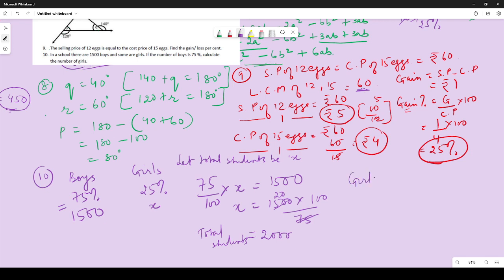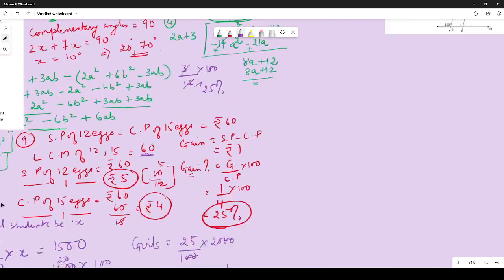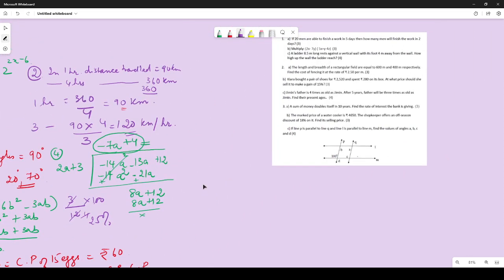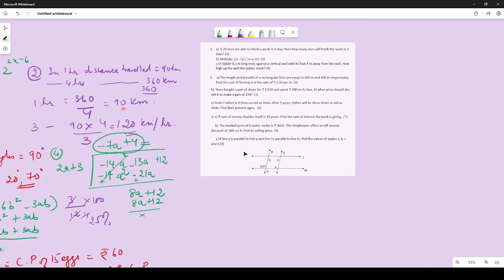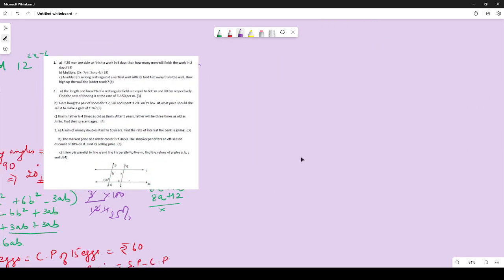Now girls will be equal to 25% of total students. That will be equal to 500 girls. Or the other way that we can do is total students 2000, boys 1500, you can subtract from them and you get the number of girls over here. So that is another way to solve it. So we are done with this part, and now let us move on to the last section and see how to solve these questions.